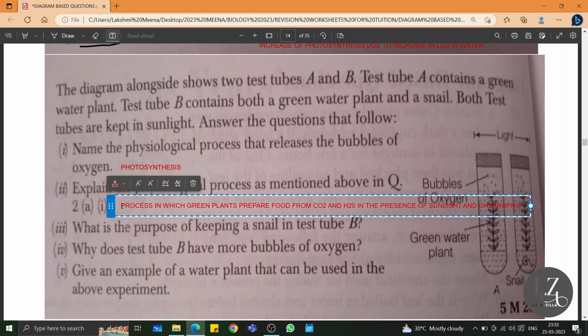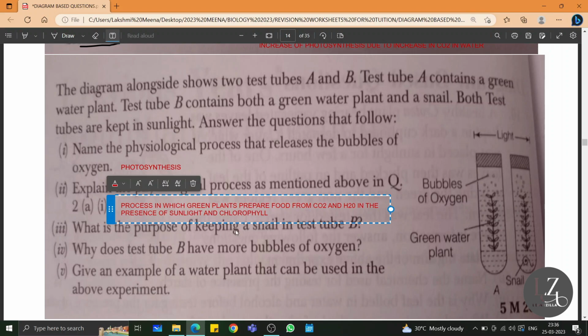We can also write something like this. Okay, let me first arrange this for you. We can also write like this: it is a physiological process by which chlorophyll bearing cells of the plant prepare glucose in the presence of sunlight using carbon dioxide and water. Oxygen is released as a byproduct during the process.